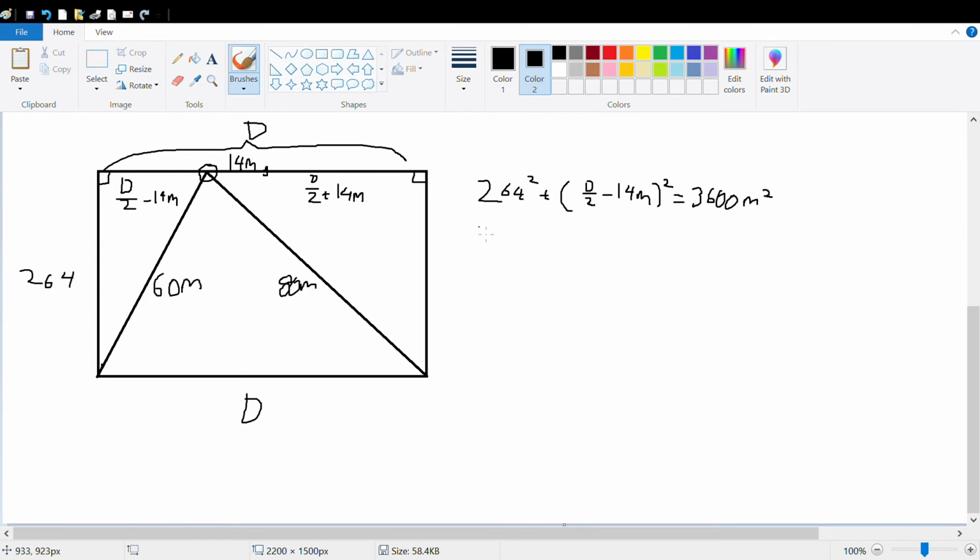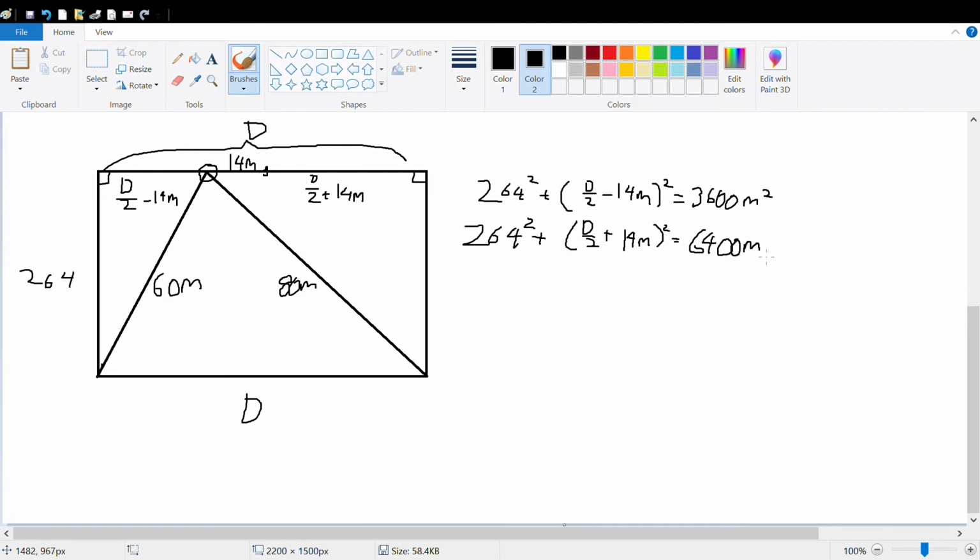Then similarly, on the right triangle, we have 264 squared plus d over 2 plus 14m, squared, is equal to 6,400 m squared.